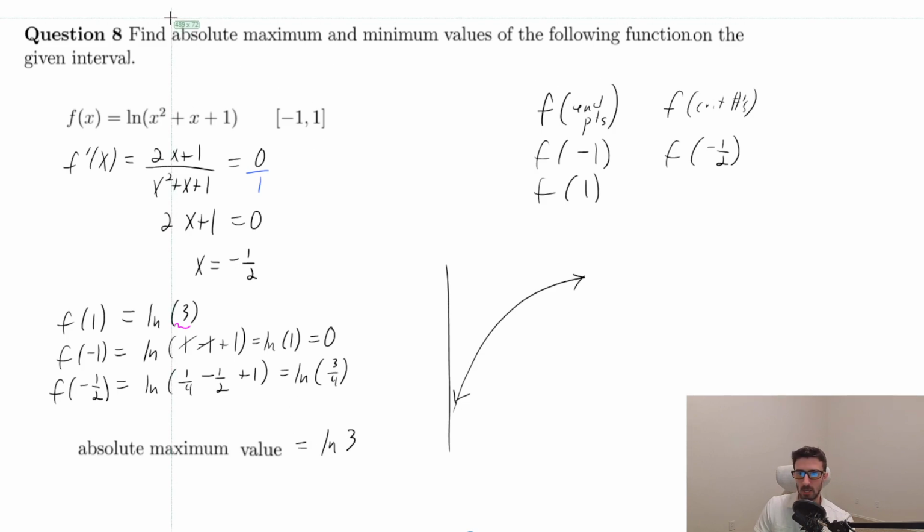And now I need the absolute minimum value. So I'm just going to say the absolute minimum value, and you might have already guessed this, is ln of 3/4. And that's it. That's all I had to do here. So plug in your endpoints, plug in your critical numbers, see which one comes out the biggest, see which one comes out the smallest, and then when they say the word value, that means you're after the y values.